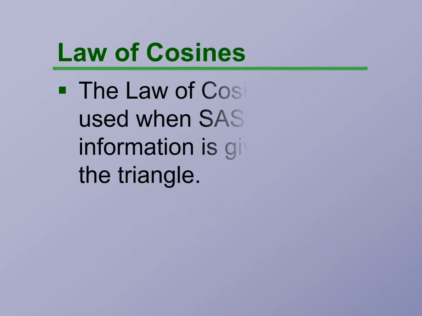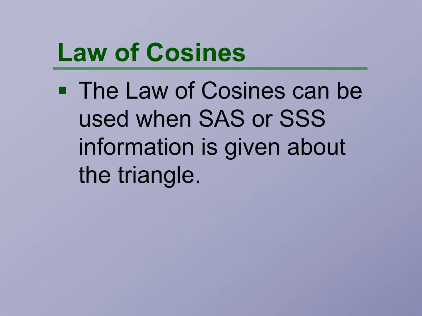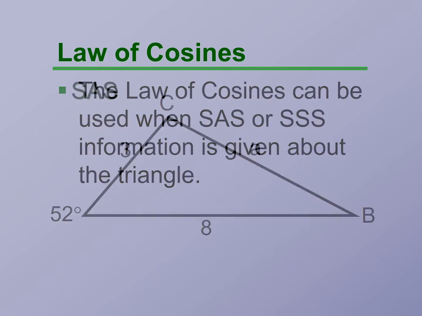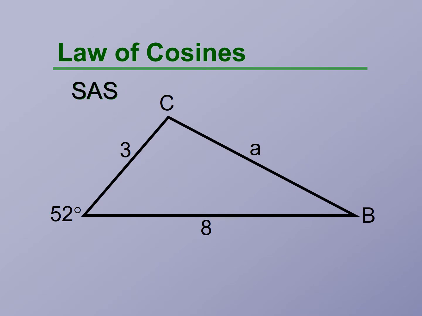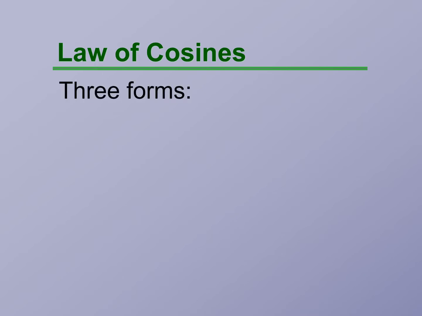So the law of cosines can be used when we have a side angle side or a side, side, side information given about a triangle. So we can use law of cosines when we have either case. They are very similar, so once you learn one, you can kind of pick up the other two.